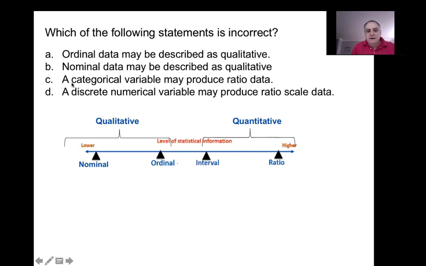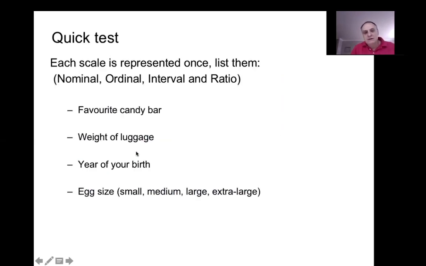Let's go to, a categorical variable may produce ratio data. Categorical falls over here. Can it do ratio there? Nah. A discrete numerical variable may produce ratio scale data. Discrete ratio, yes. So the incorrect one would be this one, number C. Okay, so just important with this really is understanding qualitative is there and quantitative is there.